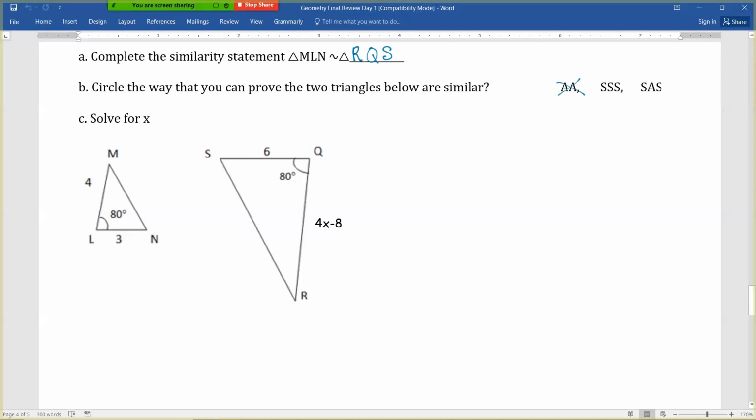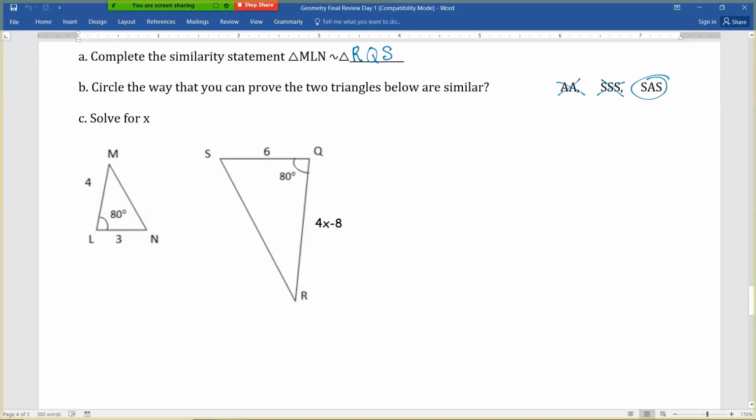For the second option, I have side, side, side. If I'm proving with side, side, side, I must know information about all three sides of both triangles. I know nothing about this side, and I know nothing about this side, which means I cannot prove these similar by side, side, side. Which means I really only have one option, side, angle, side. So it's got to be side, angle, side. We do know two sides and the included angle, so we're definitely going to use side, angle, side.